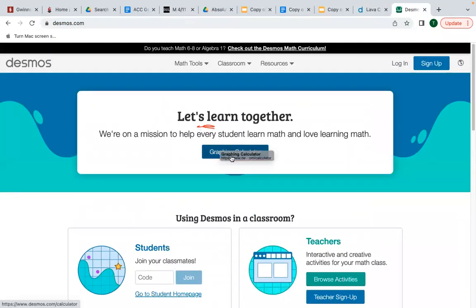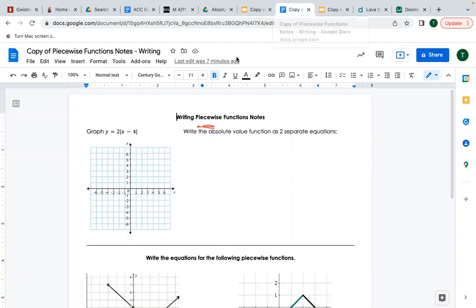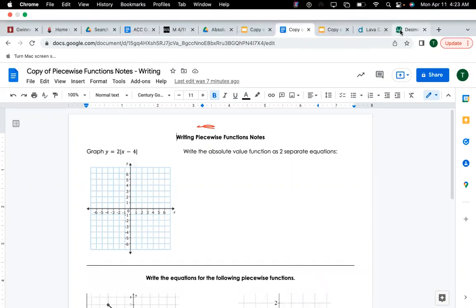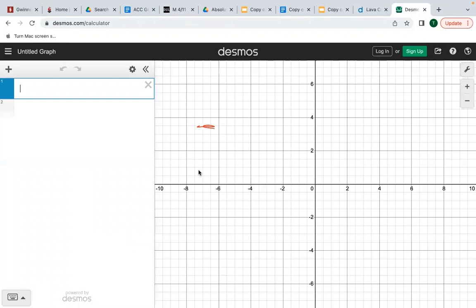When you go into Desmos, we've got 2, and this symbol right here is absolute value of x minus 4. Absolute value means that no matter what number you plug in, at the end, you're going to take the absolute value of it and then multiply it by 2. So we've got 2 absolute value.